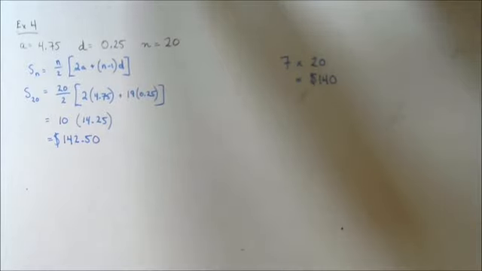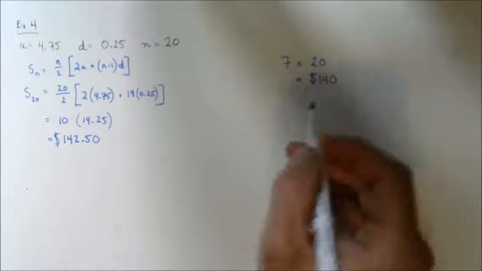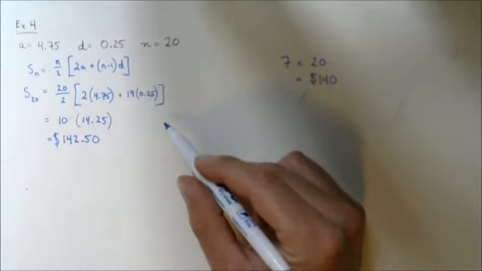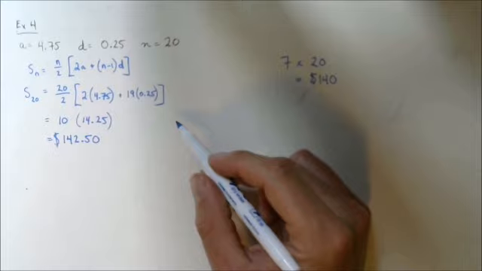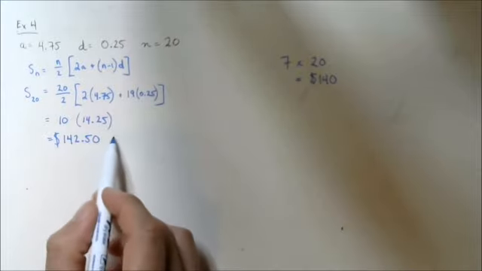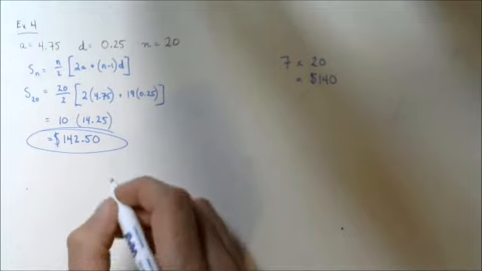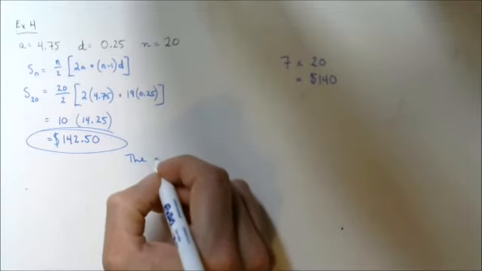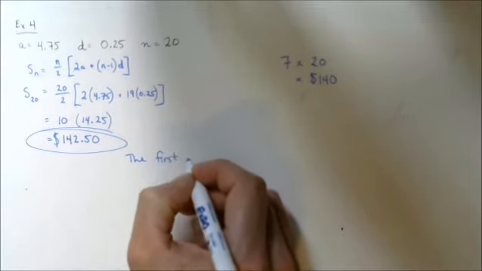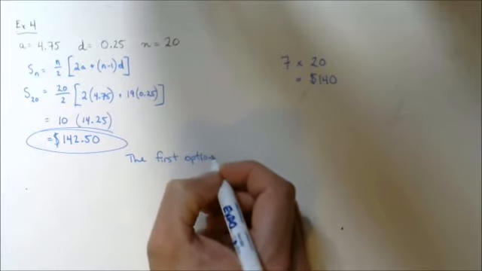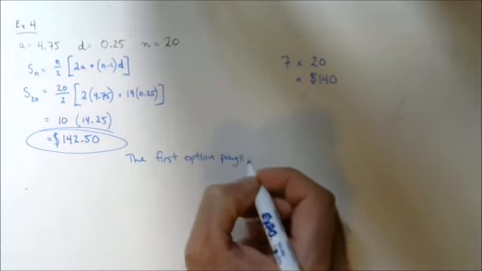Which option should you pick? I'd probably still go with the 140, so I didn't have to do all this work. But if she's real desperate, we'll go with option 1. The math teacher's going to do all the work anyway. So the first option pays more.